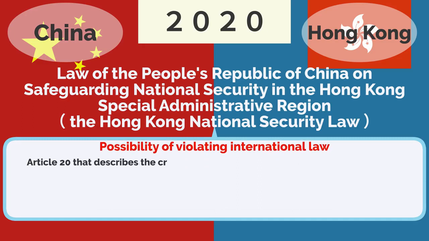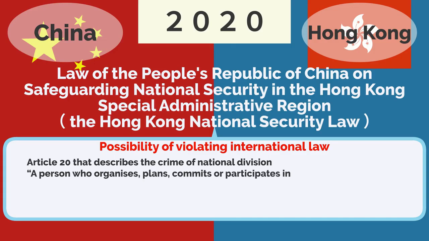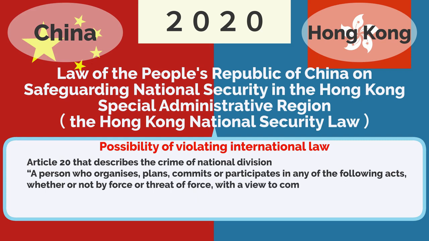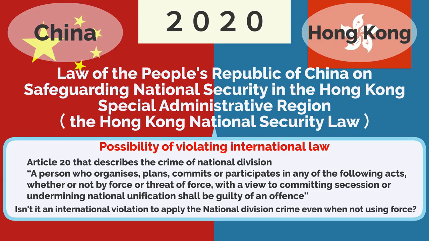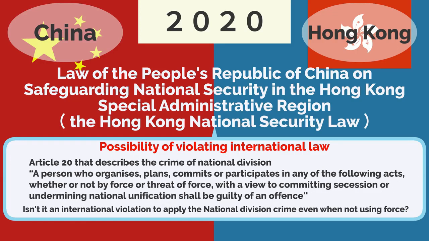Article 20, the Crime of Separatism, states that a person who organizes, plans, commits or participates in any of the following acts, whether or not by force or threat of force, with a view to committing secession or undermining national unification shall be guilty of an offense. Isn't it an international violation to apply the national division crime even when not using force?